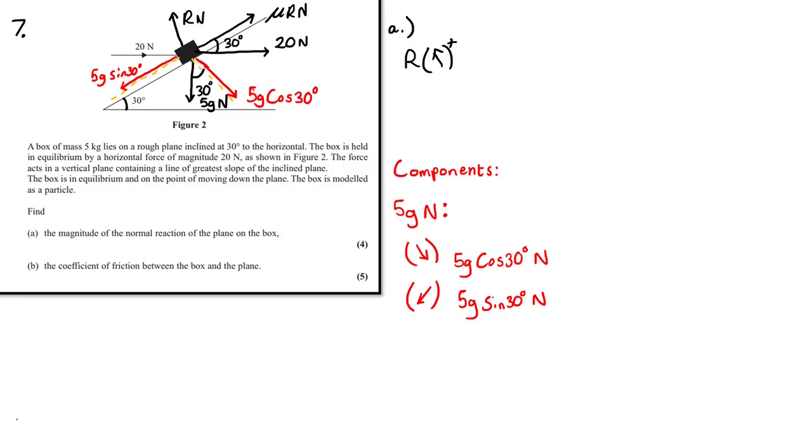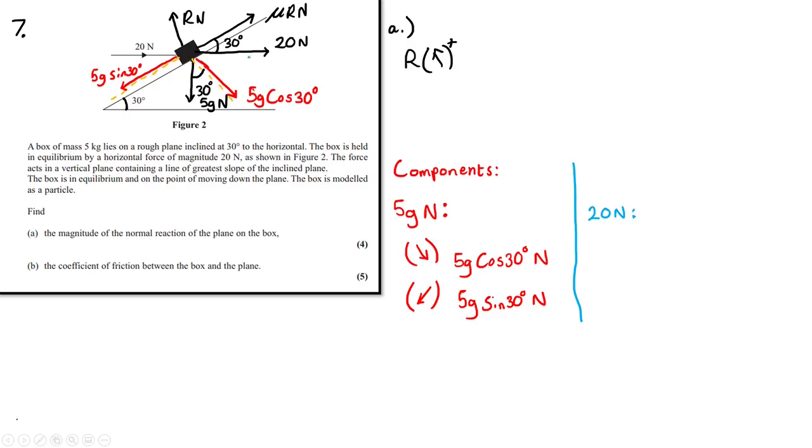We now need to consider the 20 newtons. Again, let's use a different pen colour just to keep this clear. Let's do this in blue. So now we consider the force of 20 newtons. Again, we need to average this between these two forces, this one here and this one here, splitting this up into components.